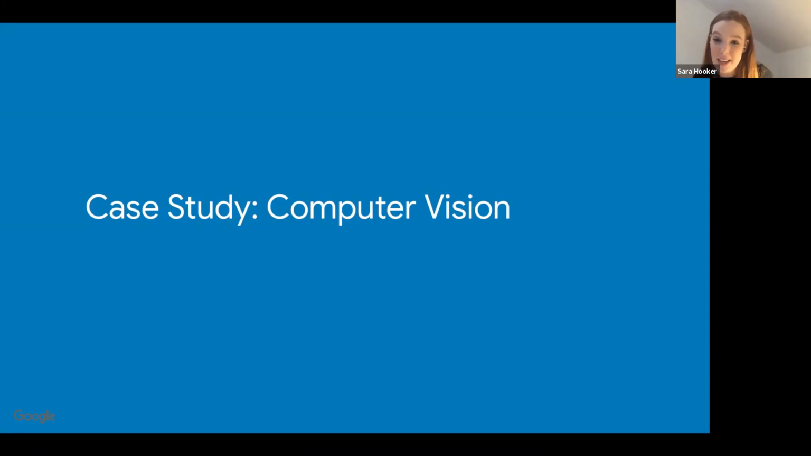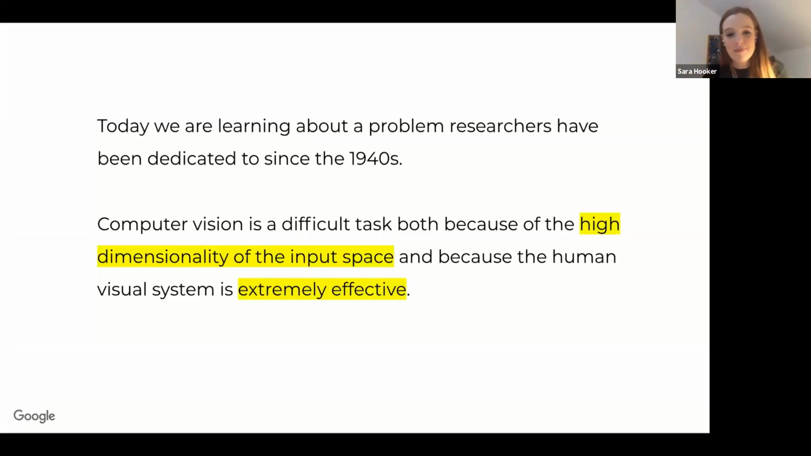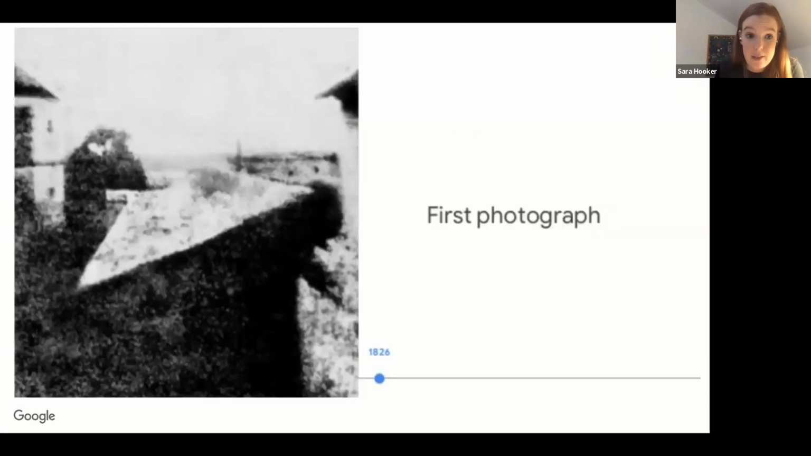And then we can also talk about, why did it take so long? So why did we have symbolic approaches which clearly didn't work for so many decades, and now we've completely switched to a different type of approach? So we're going to be learning about a problem researchers have been dedicated to since the 1940s. So computer vision is a difficult task, both because of the high dimensionality of the input space and because the human visual system is extremely effective.